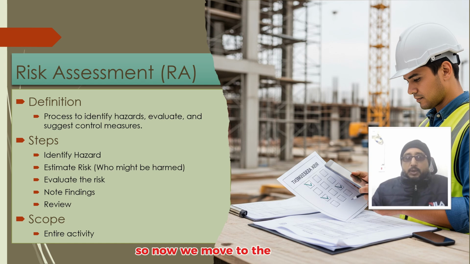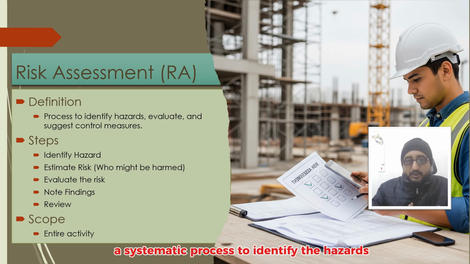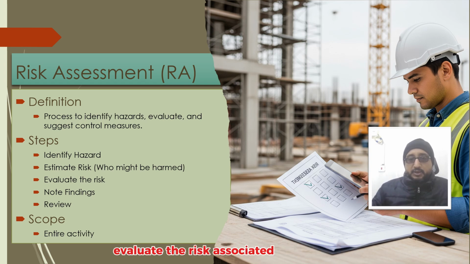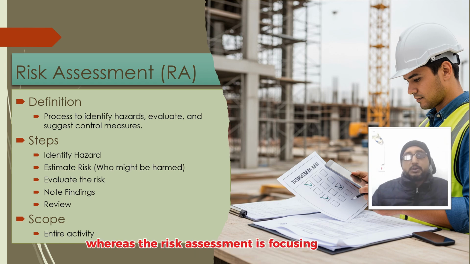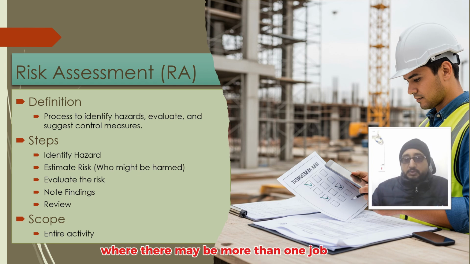Now we move to the next process, risk assessment. Let's define it first. A systematic process to identify the hazards, evaluate the risk associated with the hazard, and suggest suitable control measures. Basically, it is a similar thing, but the scope of the risk assessment is broader than the JSA. JSA was focusing on a single job, whereas the risk assessment focuses on the whole activity, where there may be more than one job at a time.